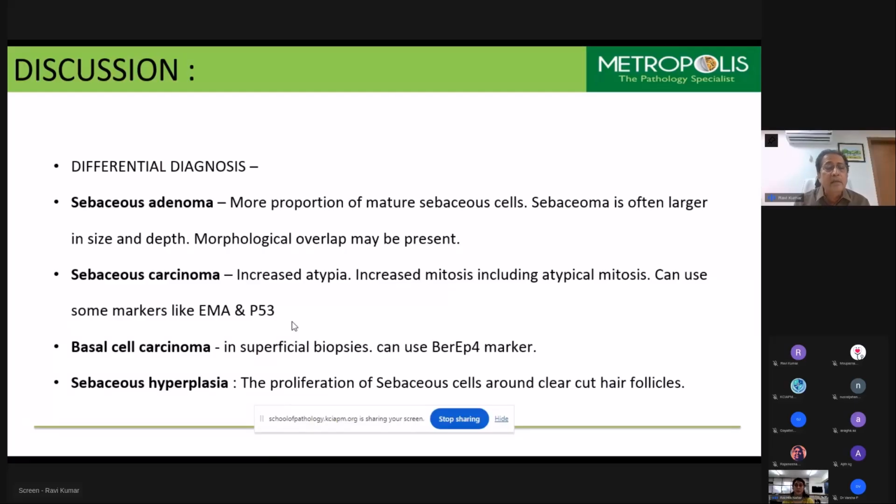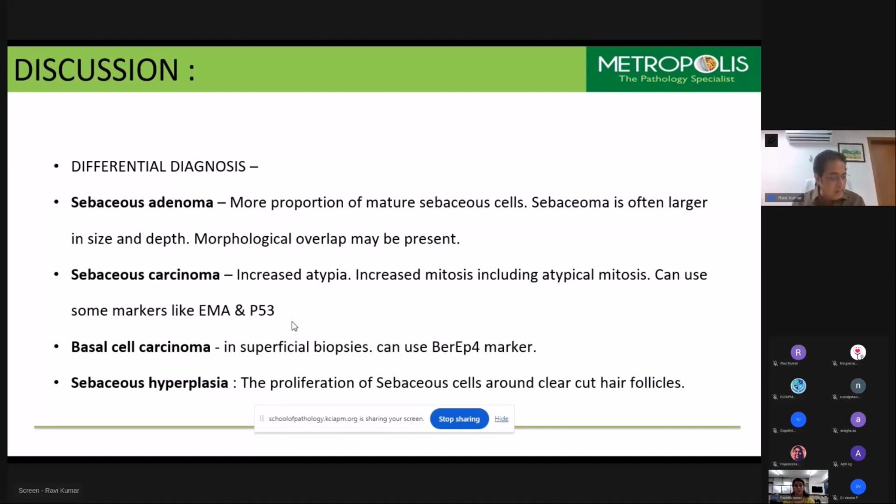Sometimes the doctor will tell you, this is a long-standing lesion, I want to rule out sebaceous carcinoma, can you do something? So if you have any suspicion of any of the lesions, any part of the tumor, you can do EMA and P53. If there is a malignant change, they will be more highlighted compared to the other normal glands. This is important if you want to make a very early diagnosis of sebaceous carcinoma. Otherwise, immunohistochemistry has no role.